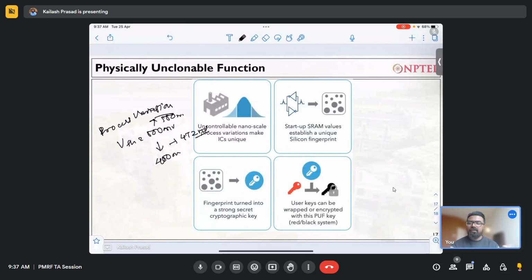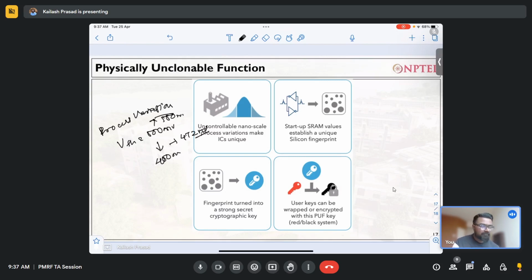It can happen because of the process variation, and you don't want these things in your device, because if the threshold voltage is varying, then the current will change. If the current changes, your performance will change. That is a problem with the normal circuit. But what you can do is utilize this variation to design what we call physically unclonable functions.